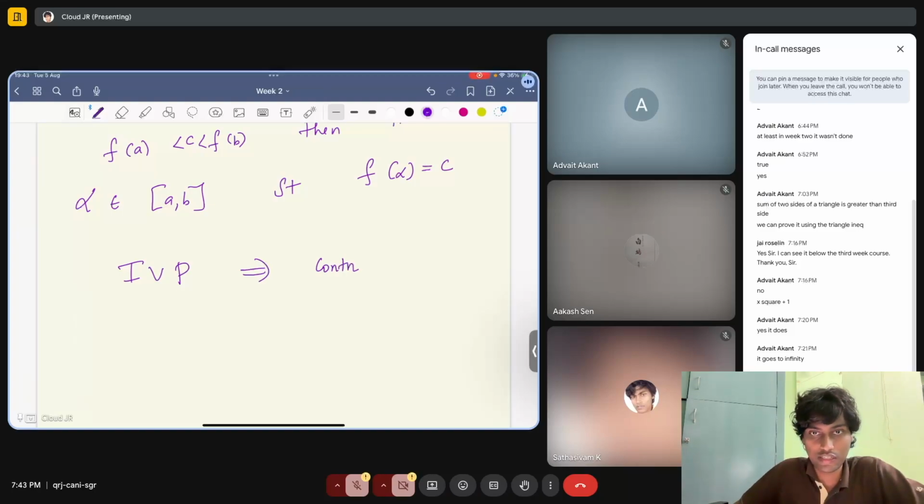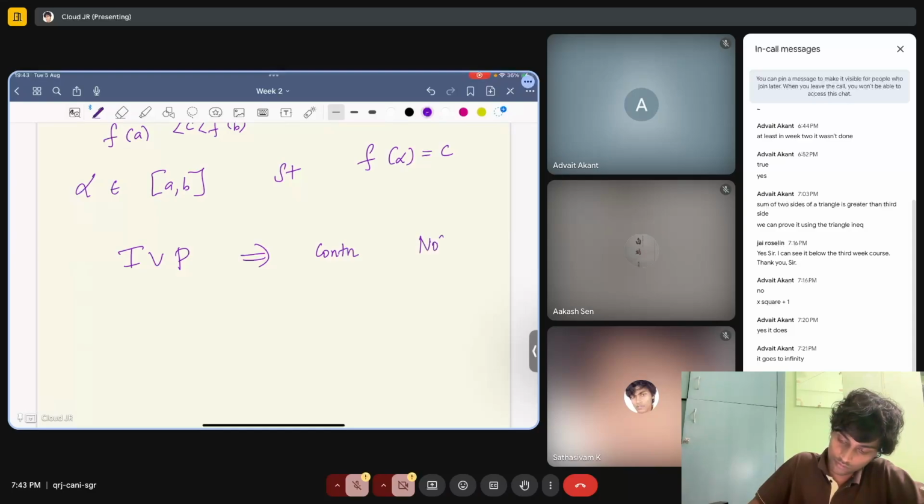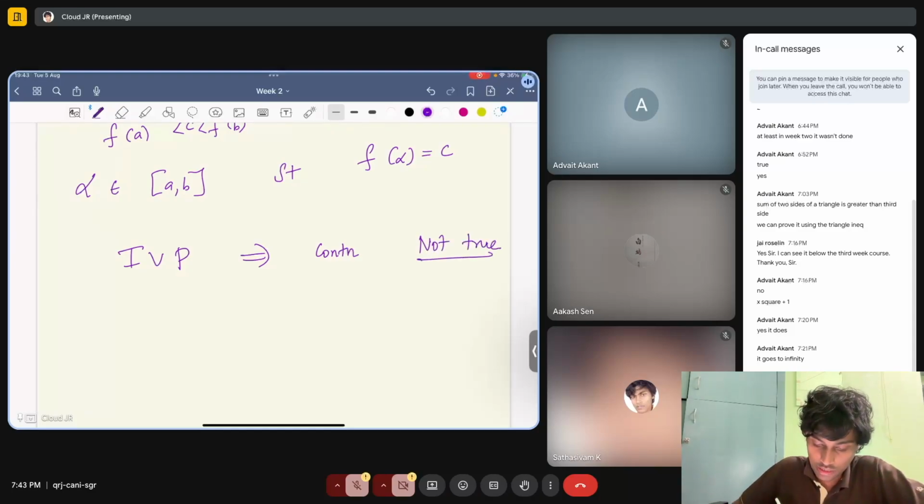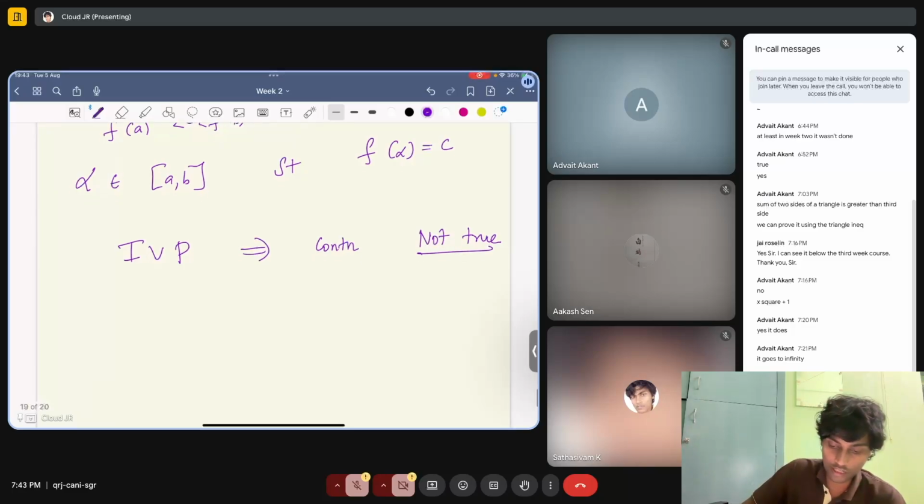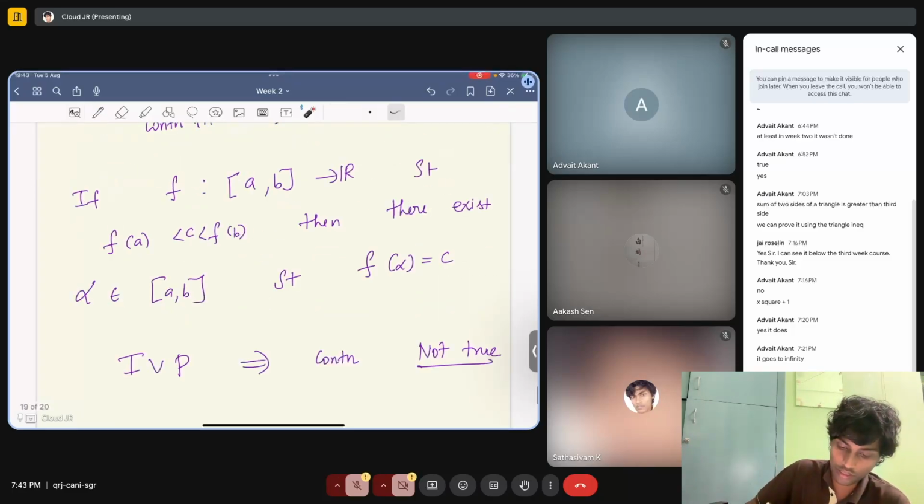Well, the answer is it is not. Okay, so this is not true. I will give you an example. But before that, I will just tell you a little bit about the intermediate value property.